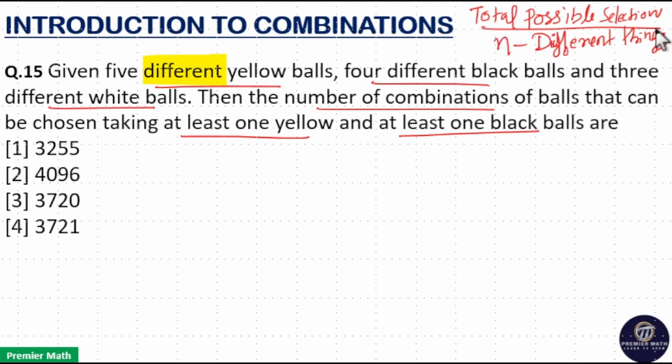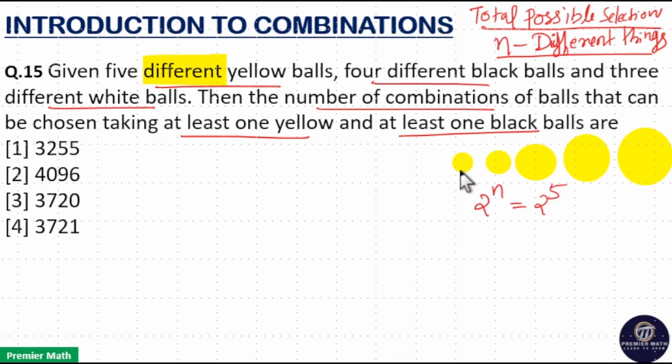So this is about total possible selection of n different things. Here all these 5 yellow balls are different. So total possible selection of all these 5 yellow balls is equal to 2 raised to n. Here n is equal to 5, that is 2 raised to 5.